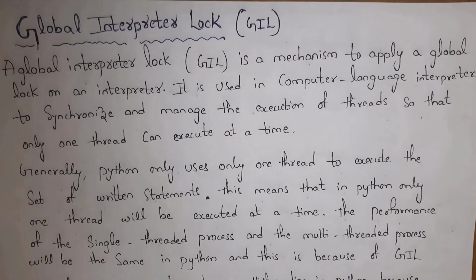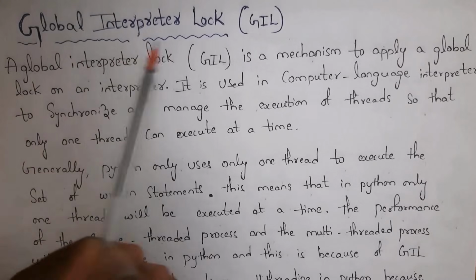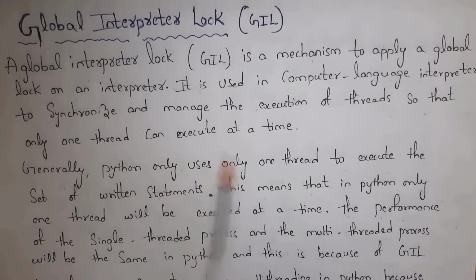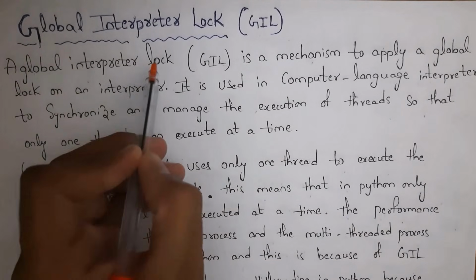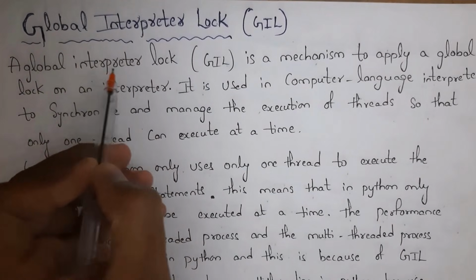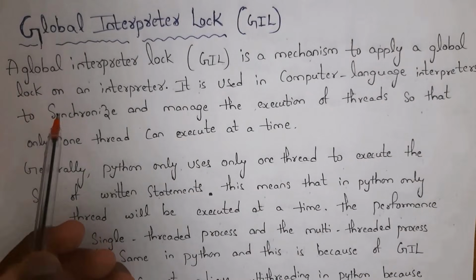Next I will explain the global interpreter lock in Python programming. A global interpreter lock is a mechanism to apply a global lock on an interpreter. The name itself says global interpreter lock. It is nothing but applying a global lock on the Python interpreter. But what is the use of applying a global lock on the Python interpreter?